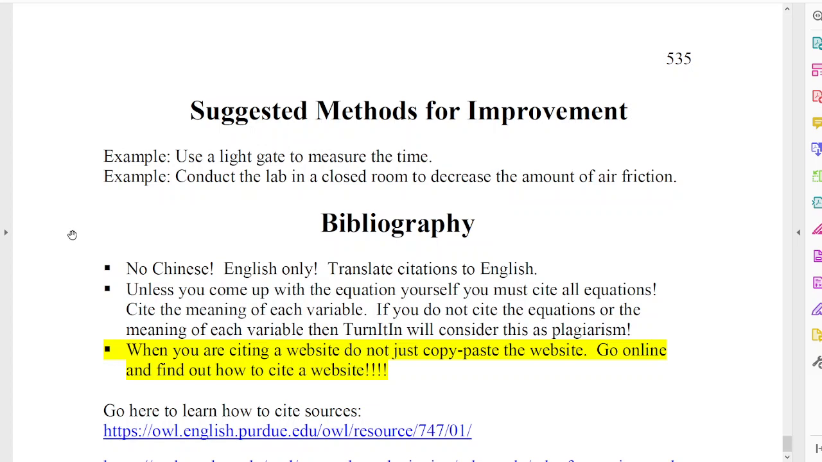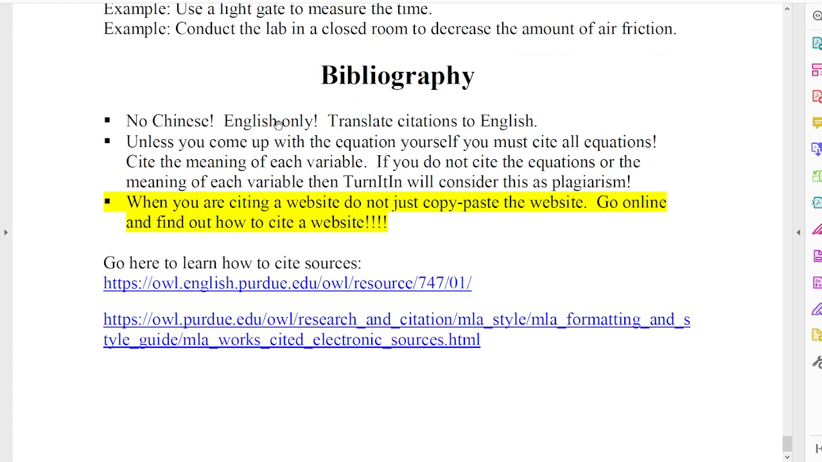Next section, bibliography. Okay. No Chinese, English only. Translate citations to English. Unless you come up with the equation yourself, you must cite all equations. Cite the meaning of each variable. If you do not cite the equations or the meaning of each variable, then Turnitin will consider this as plagiarism. Highlighted in yellow. When you are citing the website, do not just copy-paste the website. Go online and find out how to cite a website.